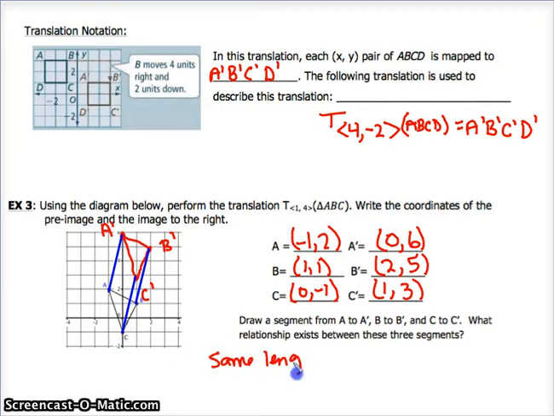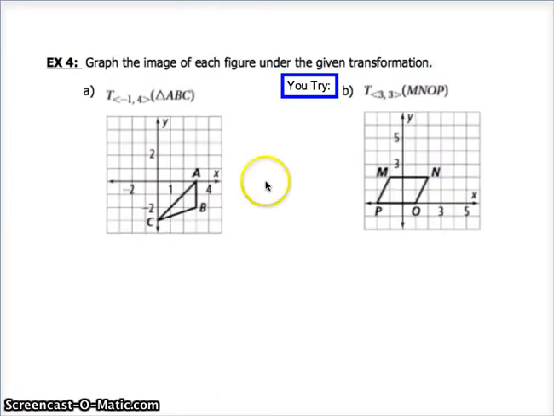Okay. And since each point was moved in the exact same direction, all of these segments are now parallel. Okay, and that's important to point out that the resulting segments, when I connect the original point to the image, I get parallel segments. Pretty cool stuff. All right, we'll do a couple more.